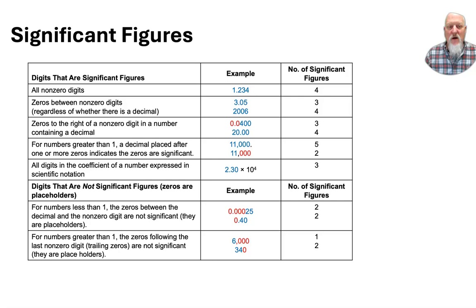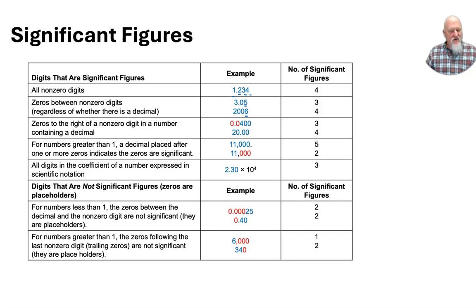So here's a bunch of examples. Okay? All non-zero, right? Anything non-zero is significant, so this would have 1, 2, 3, 4, 4 significant figures. Zeros between non-zero digits, like 3.05 or 2.006, those zeros count. So this would have 3, and this one would have 4. Remember, that last number, that last significant figure, that's the one that can change if we repeat the measurements. All right?